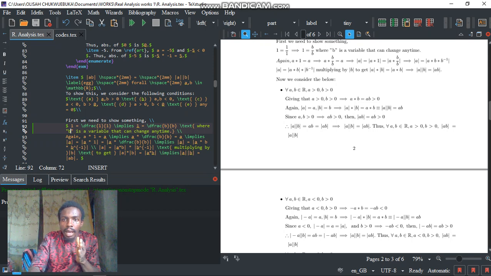Absolute value of a is equal to a, absolute value of b is equal to b, which implies that absolute value of a times absolute value of b is going to give us a times b, and this thing here is equivalent to 1.